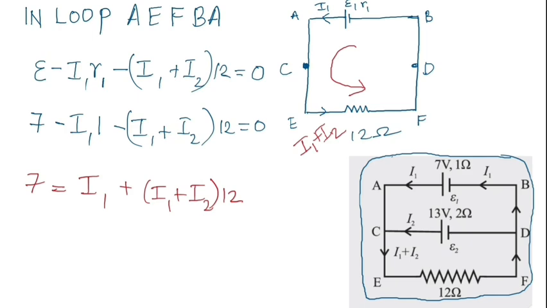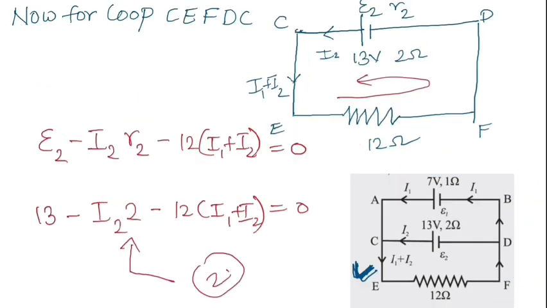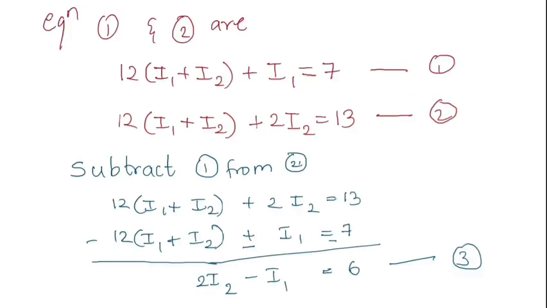By putting in the respective values I am getting this equation: 7 is equal to I1 plus (I1 plus I2) into 12. Now the next loop we are going to consider is CEFDC. This is another loop. Now again applying KVL, that is Kirchhoff's voltage law, which will give you E2 minus I2 r2 minus 12 (I1 plus I2) is equal to 0. This will be my second equation.